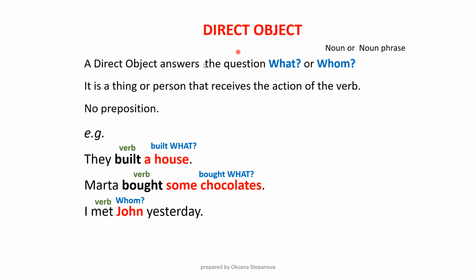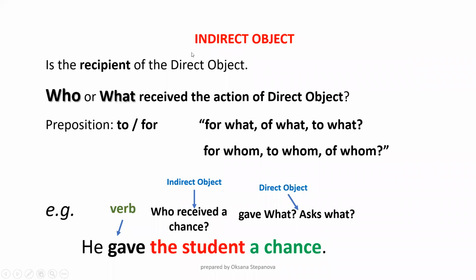All right, I will have to clear everything here. Let's move on. So indirect object, now it will be very, very confusing for some people. What is that? So indirect object is the recipient of the direct object. Okay, so let's look here. It is who or what received the action of direct object.